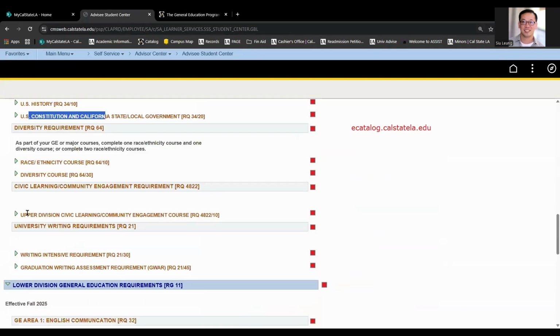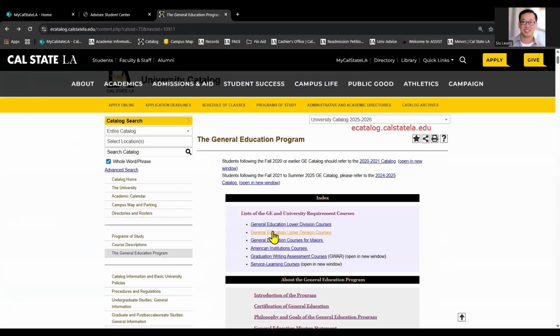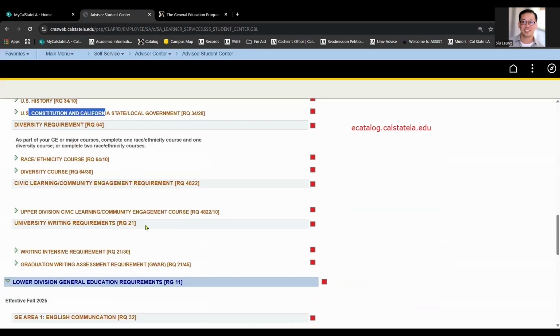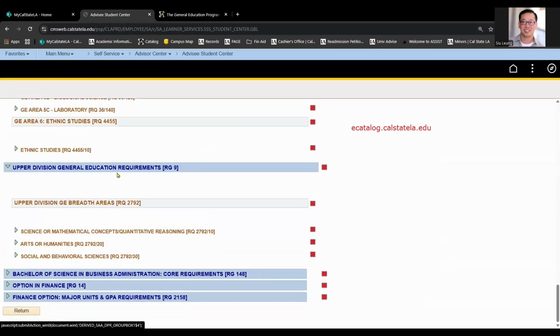So I'm going to talk a little bit about the upper division GE. So I'm going to go back to the general education. Let me click on back. So right here has the upper division GE courses, right? So remember, there's 3 different categories. Oh, I don't think I've talked about that yet. So let's go back and talk about the upper division GE courses. So here they are, your upper division general education requirements.